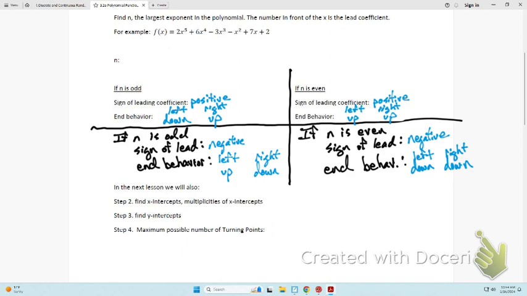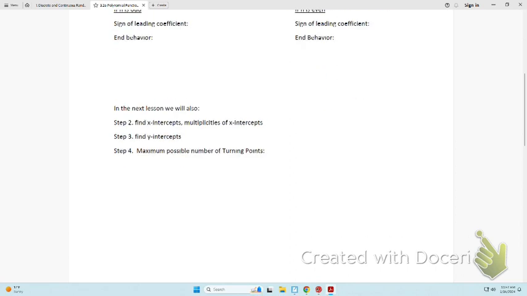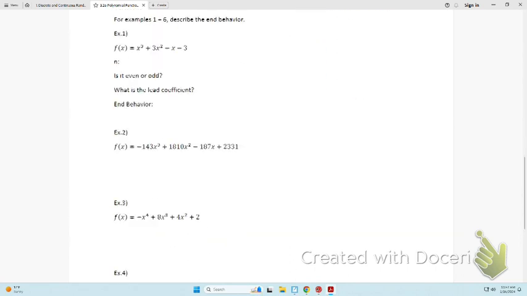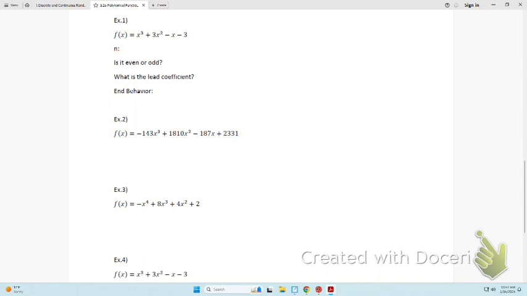All right, what we're going to do is flip to that table when we get to each of the problems on the back. So feel free to flip back and forth. This should be pretty easy. N is 3. That means it's odd. The lead coefficient is 1, which is positive. So we are looking at the part of the table that says odd and positive. On the left, it's going down. On the right, it's going up. And that's it. This is your answer.